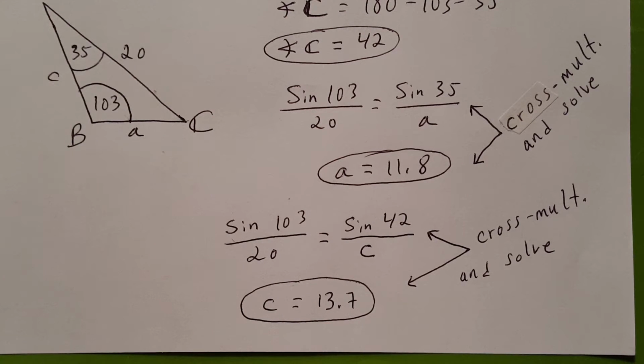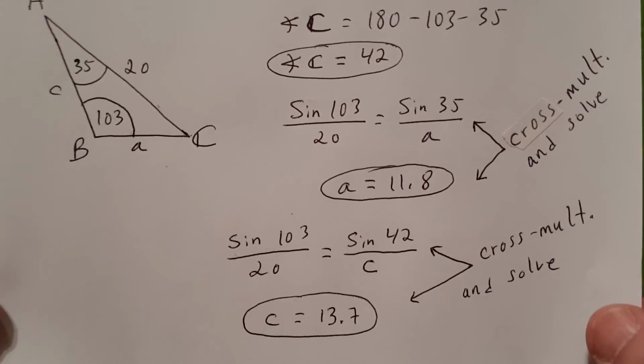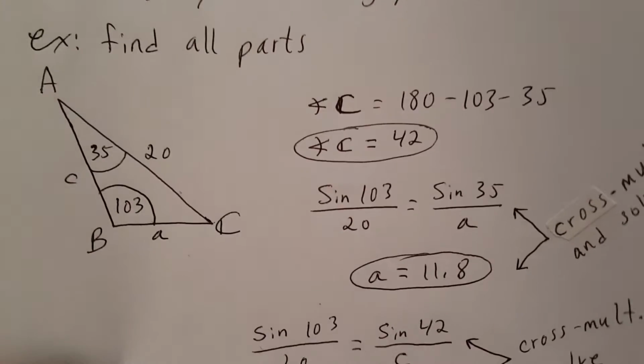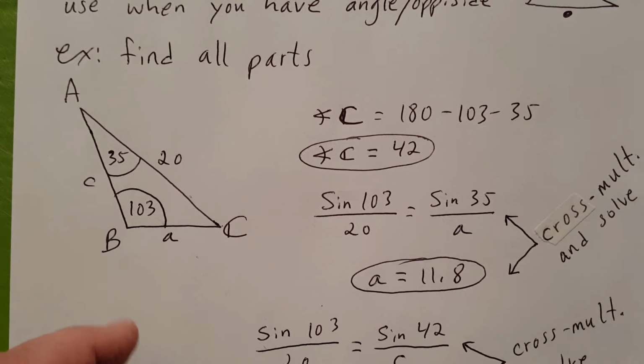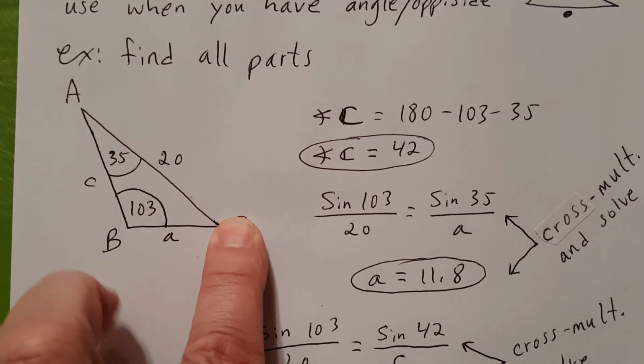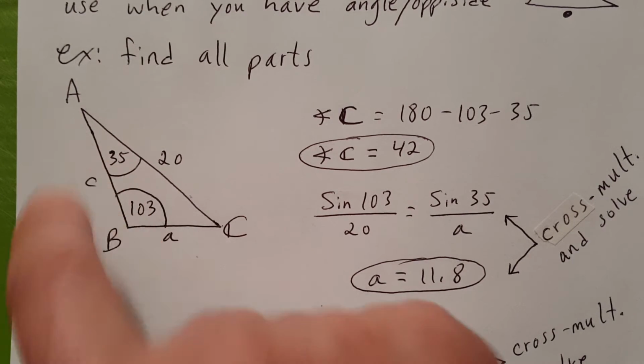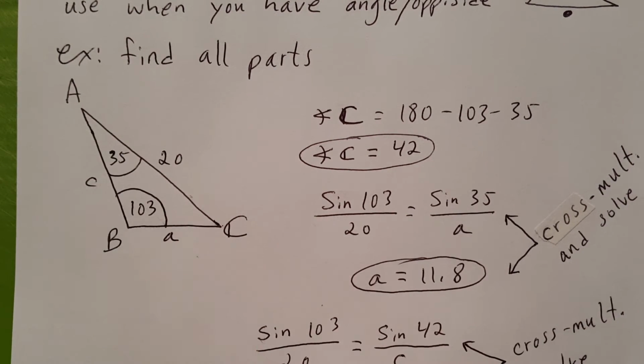So this is, in my opinion, pretty easy. Just plug in the numbers and cross multiply. The only thing you have to worry about is copying the numbers in the right position. So just remember, it's sine of an angle over the side opposite it. It always goes like that. Angle, opposite side. Angle, opposite side. Angle, opposite side. And you just take what you need and solve it. Okay, that's the law of sines. Just one example, but we'll do some more tomorrow. Let's get to the law of cosines.